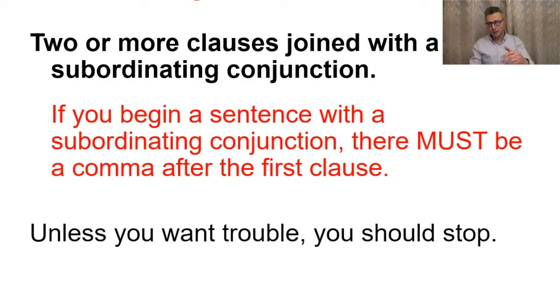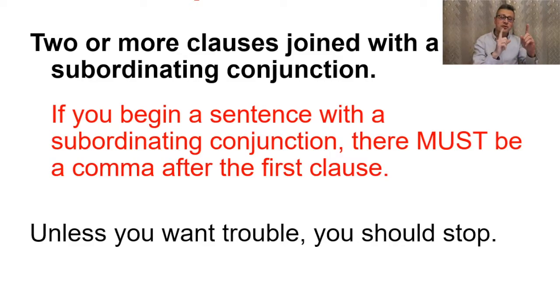Okay, this is a good example. Unless you want trouble, you should stop. Now here, suppose I tell you, unless you want trouble. Think about it. Unless you want trouble by its own. Is it a complete thought? Does it stand alone by itself? Is it a complete sentence? It's not. Because you have unless. What is unless? We just look at it. Unless is what? A subordinating conjunction.